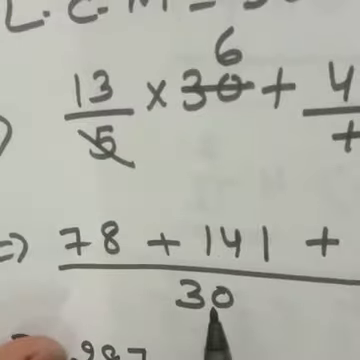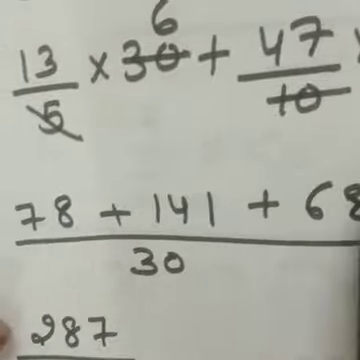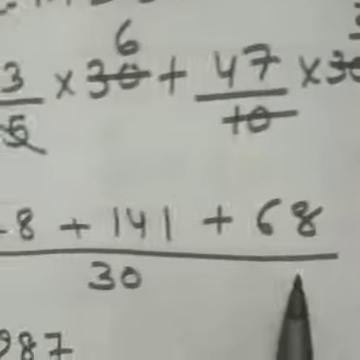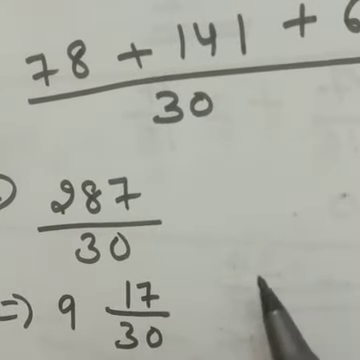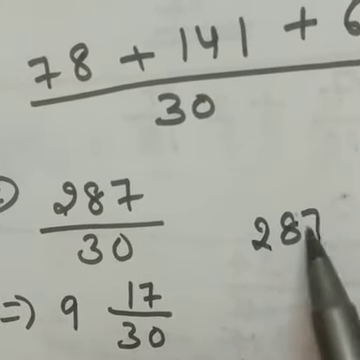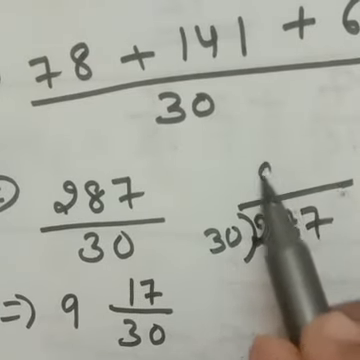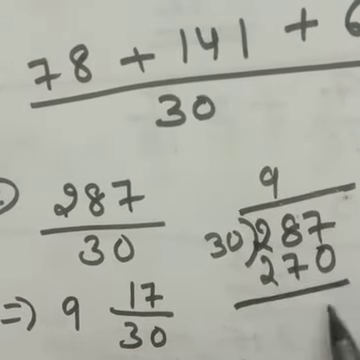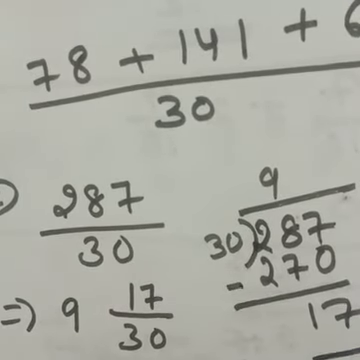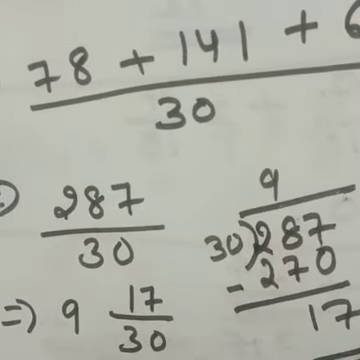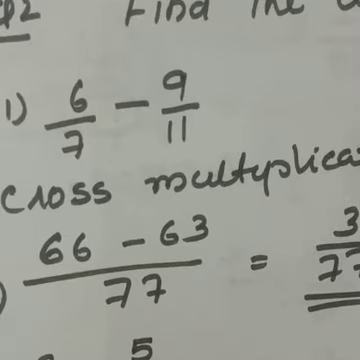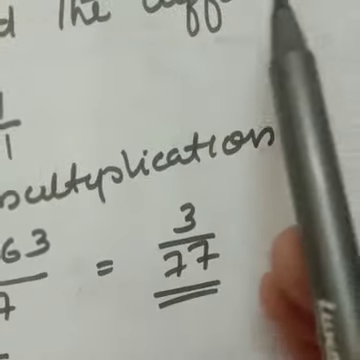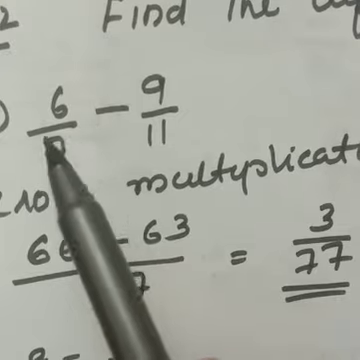After that, you are writing 30, 13 into 6, 47 into 3 and 34 into 2. Dividing 287 by 30, you get 9 as the whole number, 17 remainder and 30 your denominator. Same type only, find the difference. There you added, here you have to subtract.